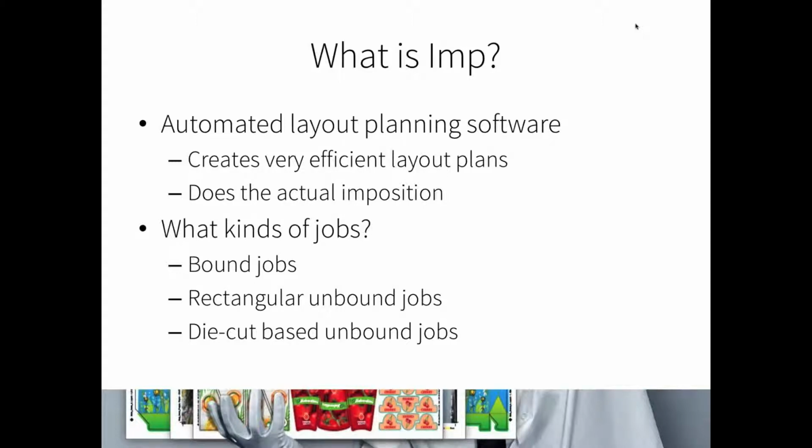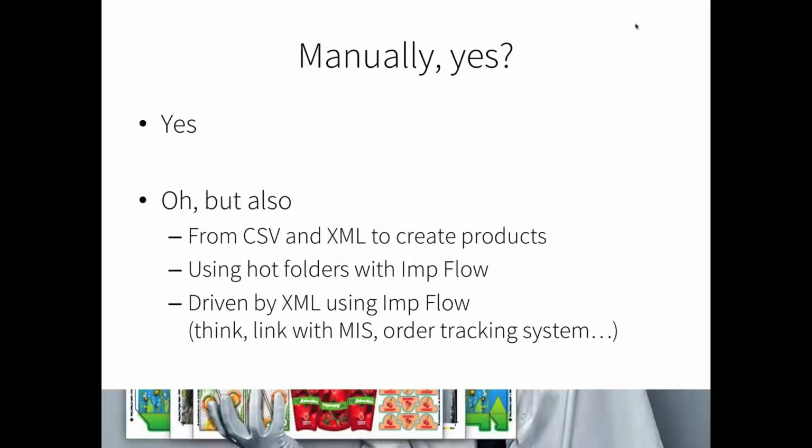And what I'll show in the product itself is that it has some very nice ways in which that can be implemented in a larger company where you have planners and you have people in pre-press doing imposition. What kind of jobs? Well, the easy answer would have been everything, but I've specified it a little bit here. Bound jobs, rectangular, unbound jobs, and die-cut based jobs. So well, the three big categories of jobs, if you want, that you can encounter, and IMP handles all of them without too much separation between them. You'll see that as well in this session.